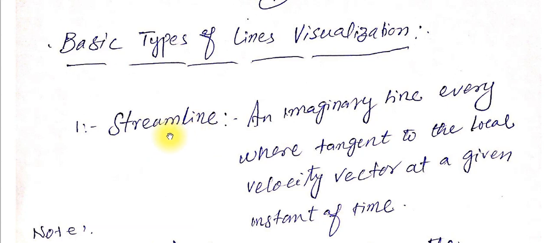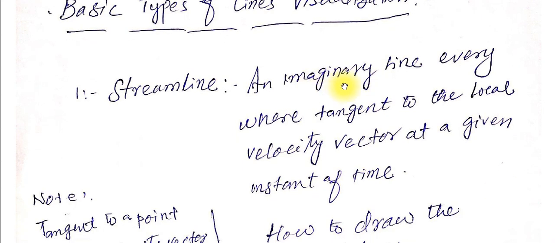The first one is the streamline. This is an imaginary line everywhere tangent to the local velocity vector at a given instant of time. So what is a streamline? A streamline is an imaginary line, because in the velocity field of the fluid you cannot see these lines.